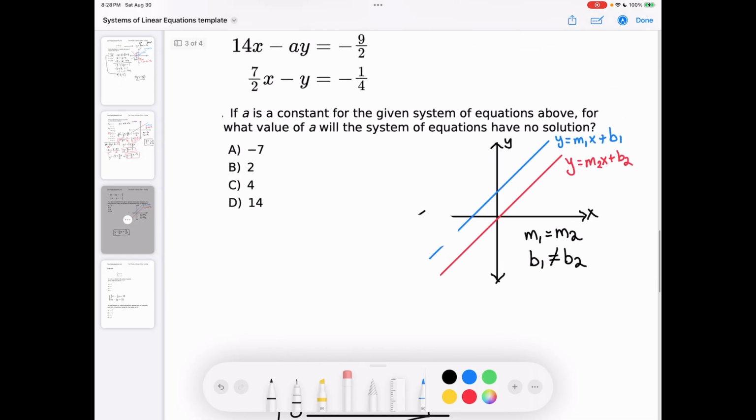Okay, so now I have 7 halves of x minus y equals negative 1/4. So to get rid of the 7 halves x on the left, I'm going to subtract, right, by 7 halves of x on both sides.